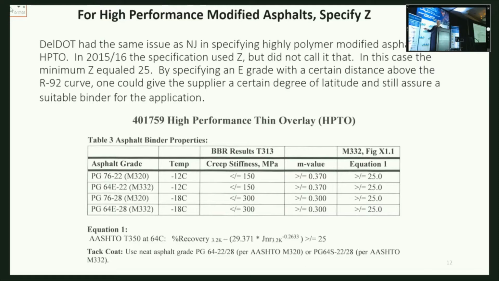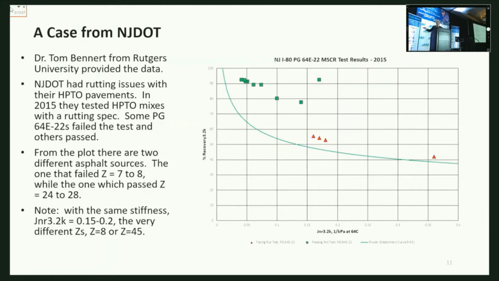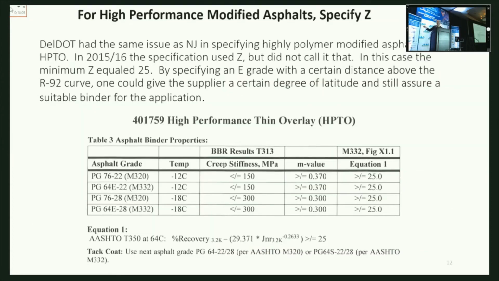Now this equation over here is basically your Z factor, but Z factor is not an official AASHTO terminology. And so I took the same equation and said, if it comes out to 25 or greater, so this would be a Z of 25, then you have an asphalt suitable for high performance thin overlay. And let's see, hopefully this is backwards. Nope, maybe this is backwards. There. So what Tom Bennett found by trial and error for his high performance thin overlay, he needs something around a Z of 24, 26, something like that. And DelDOT going a different direction, because we tested various binders, we also came up with the same value. So we both converged at the same point for the same product by 2 different methods.